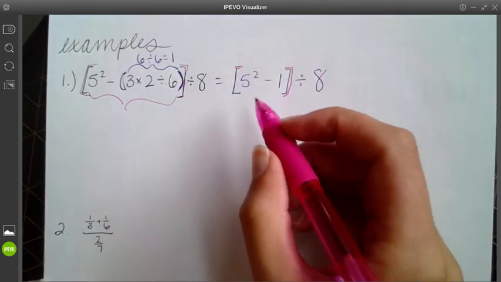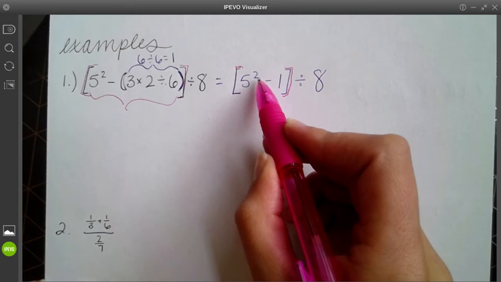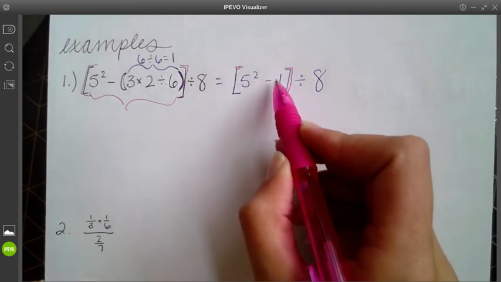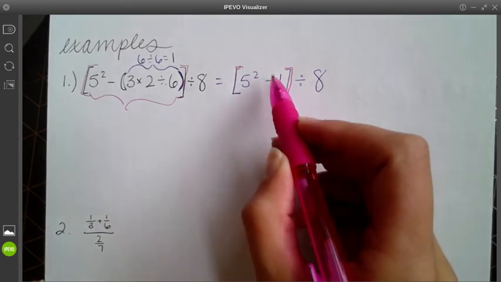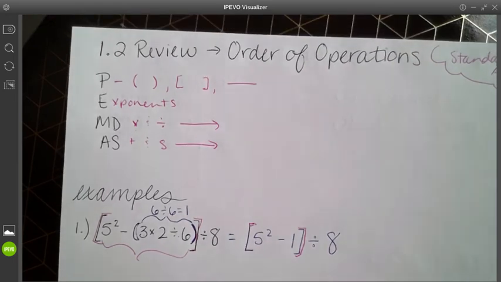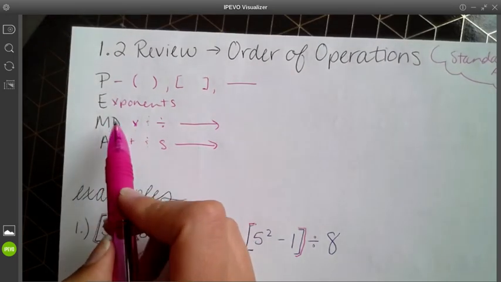All right, so within there, we have exponents, and we have subtraction. So what we're going to do first, if we look back at PEMDAS, we do our exponents, and then we'll go down to subtraction.